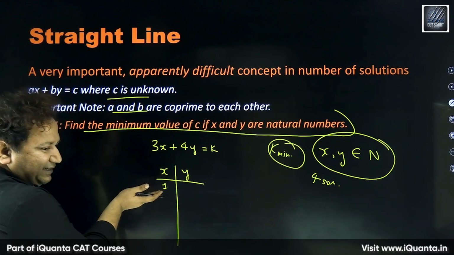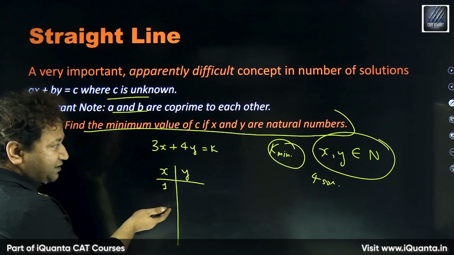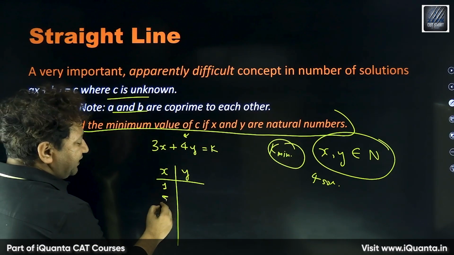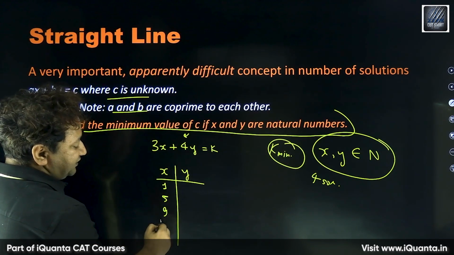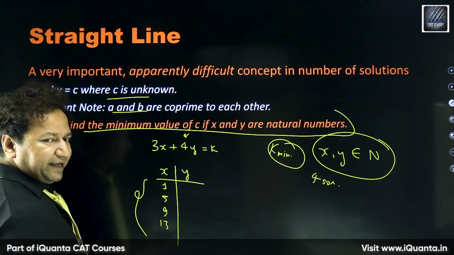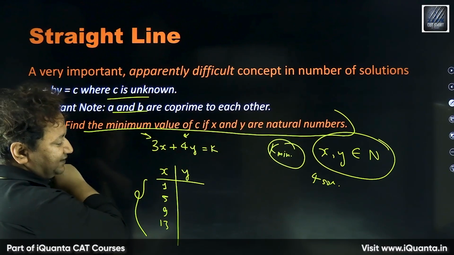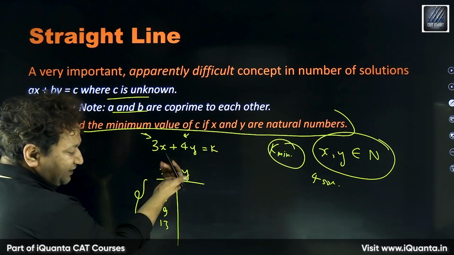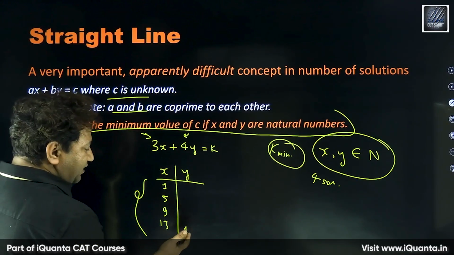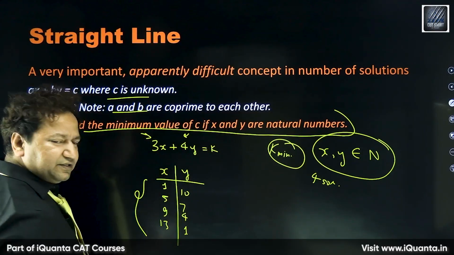So I need natural. That means I need next value to be more than 1. So how much more than 1? 4 more than 1. By general form, 1 plus 4 is 5, 5 plus 4 is 9, 9 plus 4 is 13. I'll stop here. I need only 4 solutions. And for y, which will be declining because x is increasing, y will be declining by coefficient of x, that is 3. So I'll start from the bottom, upwards. Let's put 1 here. Why 1? Because 1 is the minimum natural number. 1 plus 3, 4 plus 3, 7 plus 3, 10. We got 4 solutions. That's all.